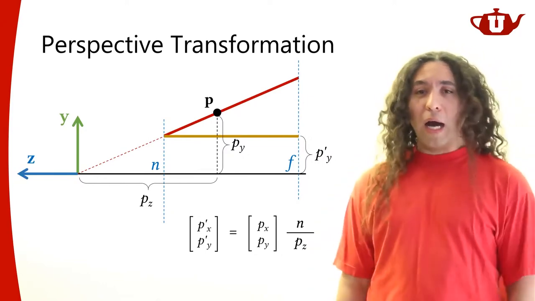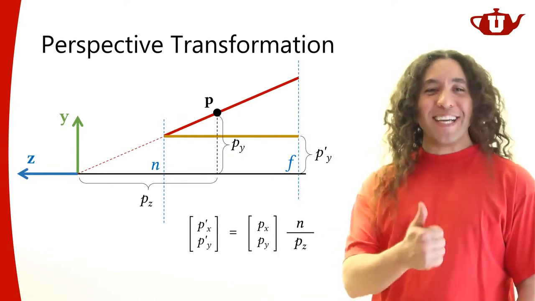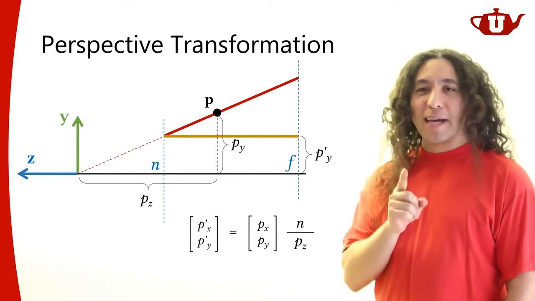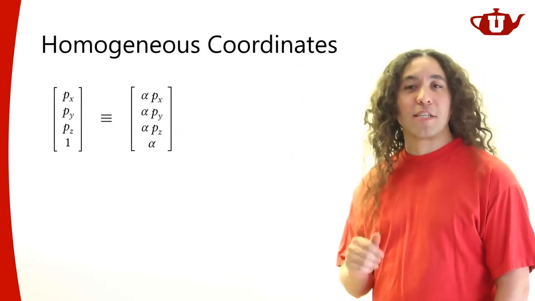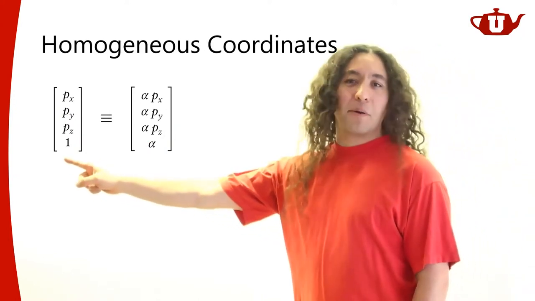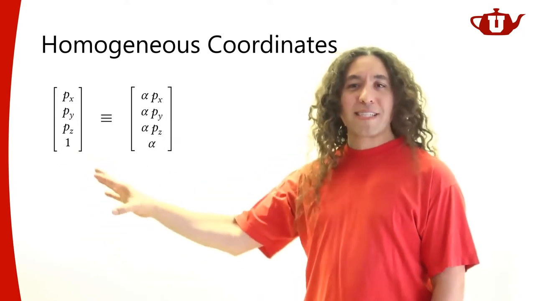So I'm going to cheat again to do this. I cheated for translation, so I can cheat for this as well. Actually, the way I'm going to do it is to extend the concept of homogeneous coordinates just a little bit. Remember, we added this one here, and we said, oh, it doesn't matter, we're just going to be using it, don't pay attention to it. Now I'm extending this definition.